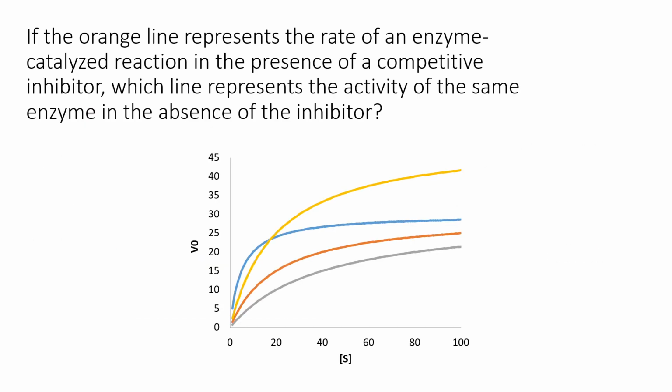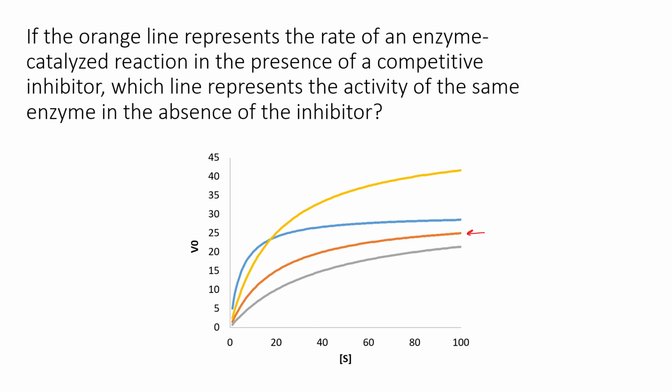So let's take that into a more practical example. We have our orange line that's drawn over here. And this orange line represents the rate of an enzyme-catalyzed reaction in the presence of a competitive inhibitor. So I'd like you to take a moment and consider which of these other lines is going to represent the activity of the same enzyme in the absence of the inhibitor. So please pause the video and think about it.